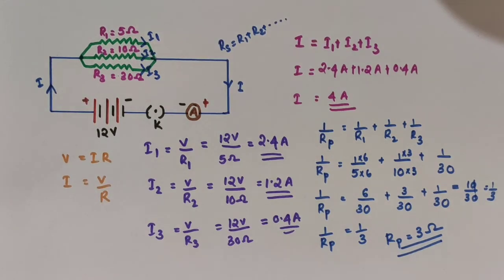So in this video, we have discussed the resistors connected in parallel. We derived one expression for the equivalent resistance of a group of resistors connected in parallel, and we have solved one numerical. I hope you understood the whole concept that we discussed in this video. Thank you.